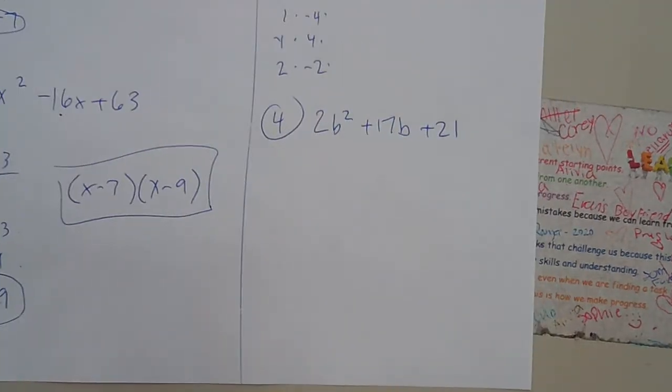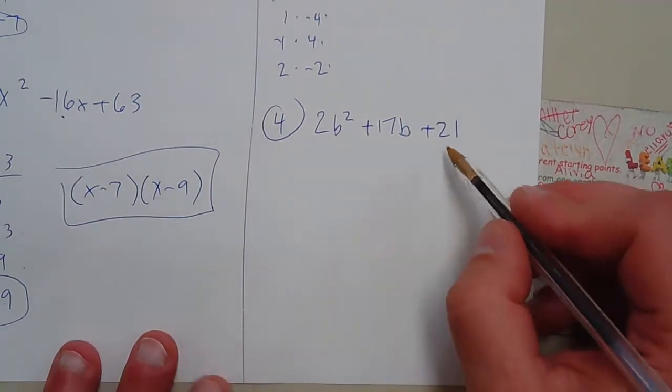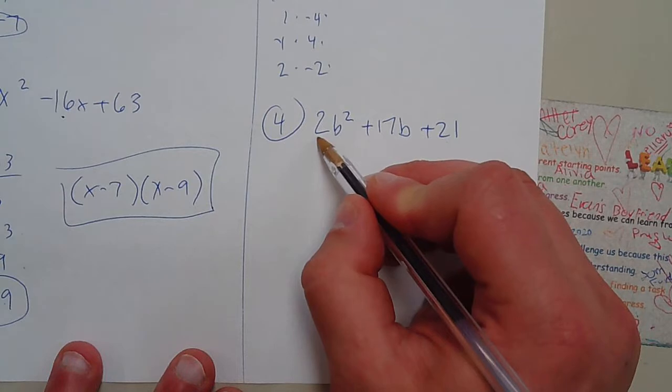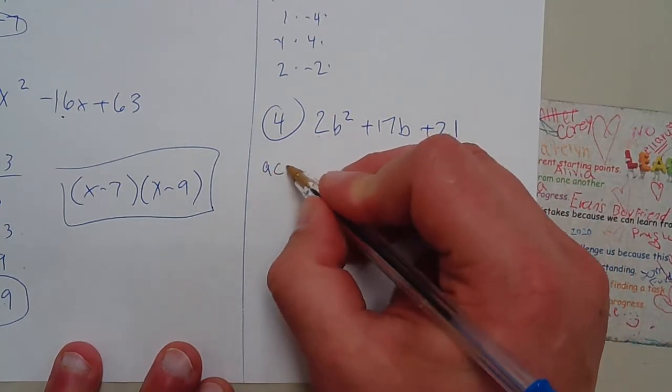So here's how this works. Factoring by grouping, instead of just taking the c value, since a is not 1, a is 2 in this case, we actually have to do factors of ac.